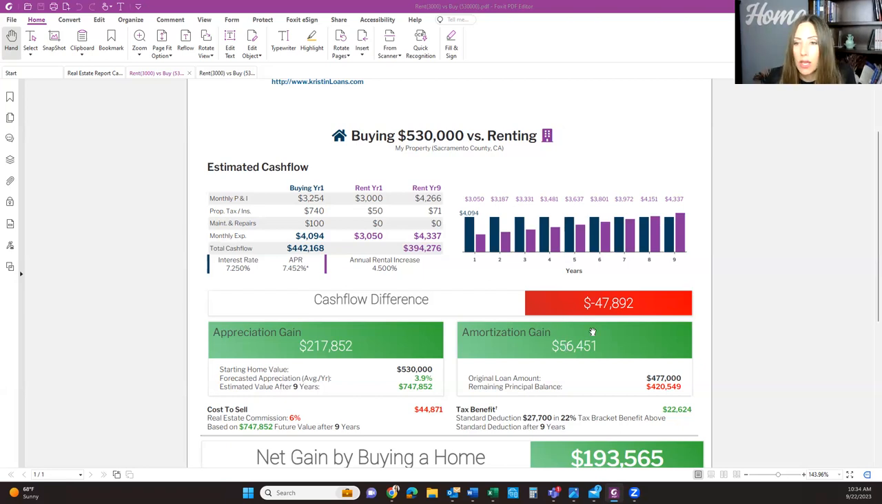So this shows you that if you purchase a home in 9 years, you gain $56,451 just in the amortization of what you paid down your loan balance. Doesn't even take into account appreciation, which is how much your value goes up.